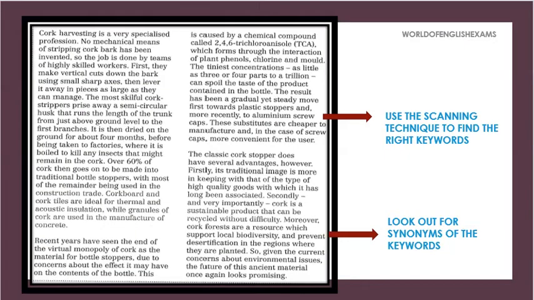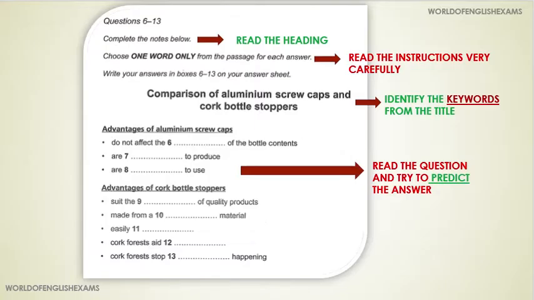Next. And in the case of screw caps, more convenient for the user. More convenient for the user. Again a comparison. R dash to use, which means that the answer for question number 8 is convenient. Convenient. Please get the right spelling, guys. So, have you noticed that if you get the first answer, subsequently all the answers are going to follow? So, you don't need to go back to the first passage for the next questions.